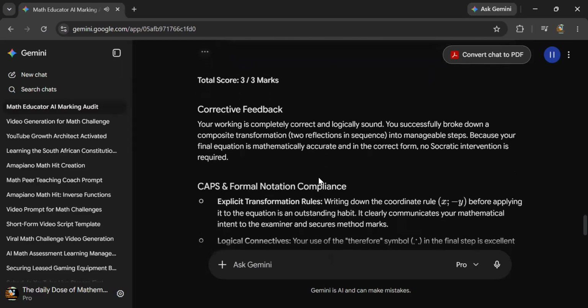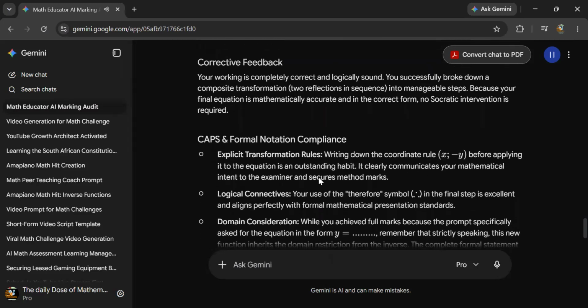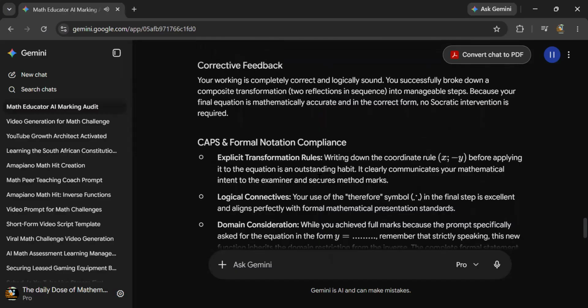Total score, 3 out of 3 marks. Corrective feedback. Your working is completely correct and logically sound. You successfully broke down a composite transformation, two reflections in sequence, into manageable steps. Because your final equation is mathematically accurate and in the correct form, no Socratic intervention is required.